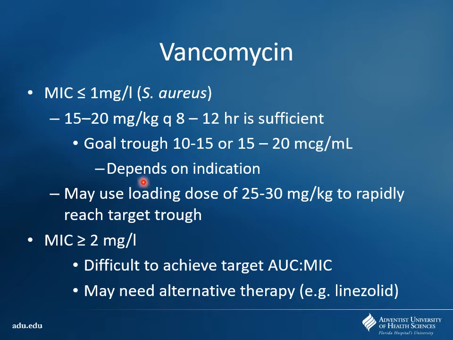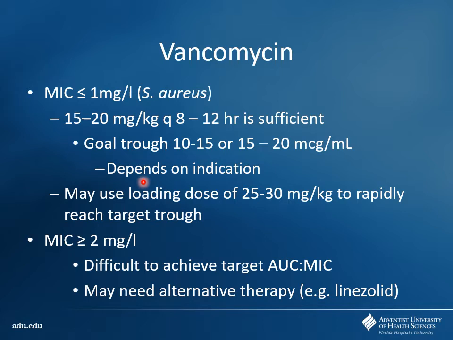Now, note, this is still going to be a time-dependent killer. So does that mean when I'm drawing levels, do I want to get a peak or do I want to get a trough? A trough, right? What does a trough tell me? It's still above the MIC, right? So if I get that trough and it's too low, that's going to tell me, hey, you're probably not above the MIC. You're probably not treating that infection. Peak levels we don't really care about, because we only care about being above the MIC for the longest period of time. Okay, so this is why we get trough levels for vancomycin here.